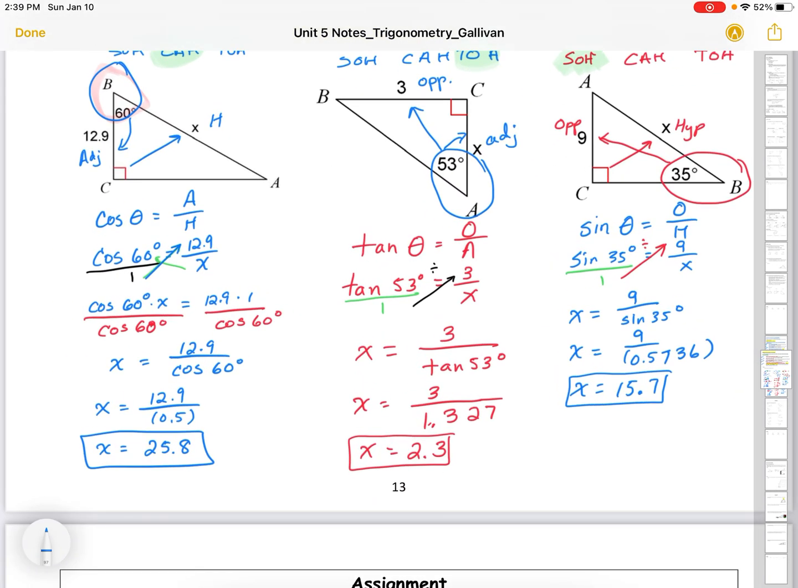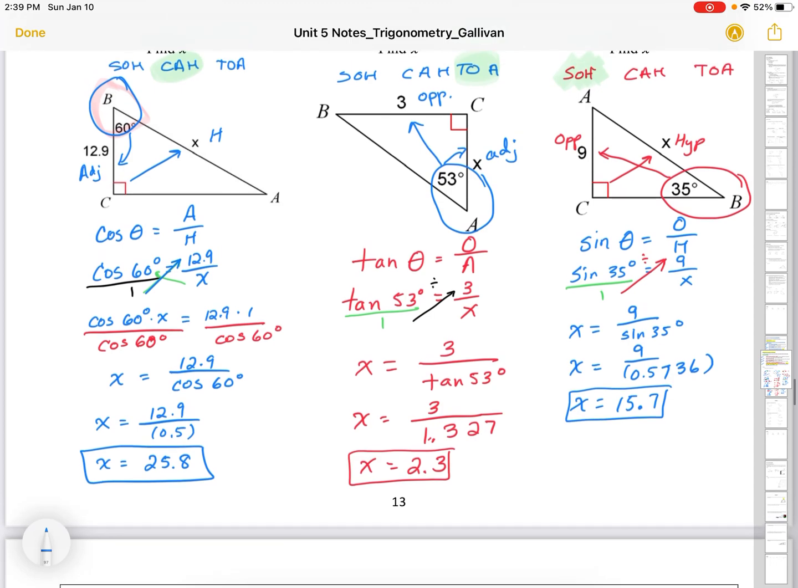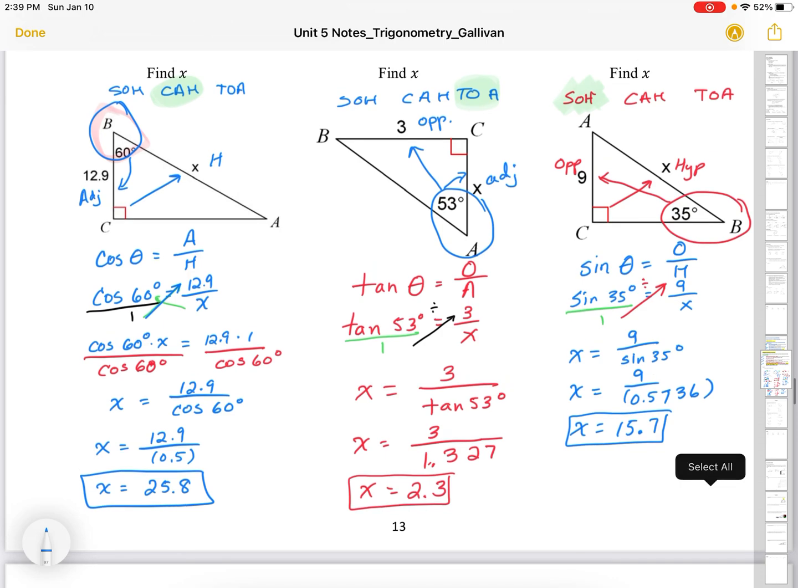Okay, so those ones are a little trickier. Basically, you're going to find yourself in the position of taking that numerator and dividing it by the trig function. Okay, so now we can find a missing side using trig functions. We have another way of finding missing sides, and that's using the Pythagorean theorem. It all depends on the information that you've been given.